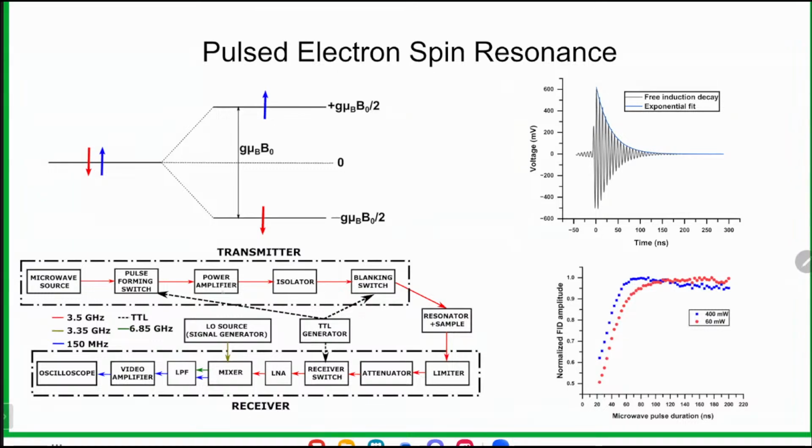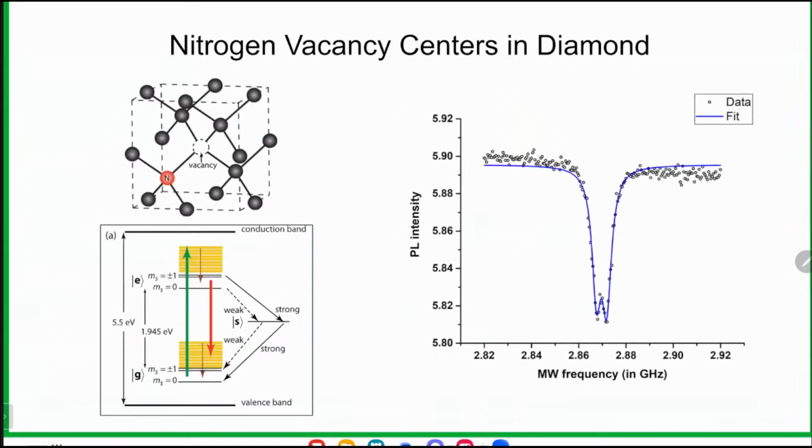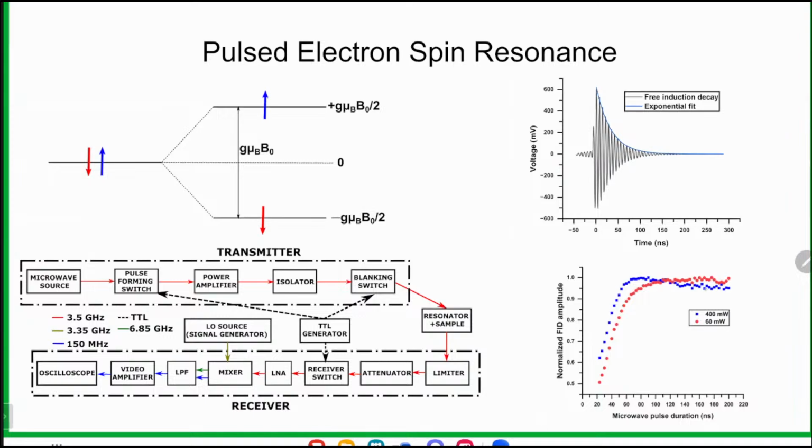This is the setup in the left corner. You can see the setup which we have used for doing this, and the free induction decay signals and the Rabi oscillation signals are shown. As of now, this is the status that we do not have a very good Rabi oscillation. That is something we are working on right now.